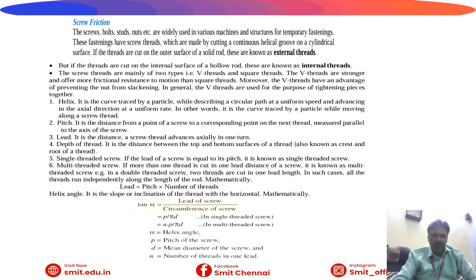Screw threads are mainly of two types, V-thread and square thread. V-threads are stronger and offer more frictional resistance to motion than square threads. So V-threads have more frictional resistance, that is important. V-threads have the advantage of preventing the nut from slackening. In general, V-threads are used for tightening pieces together. Then the following important terms are mentioned here.